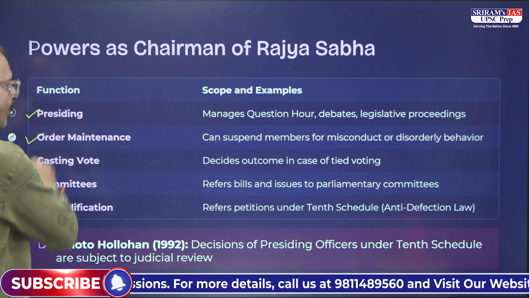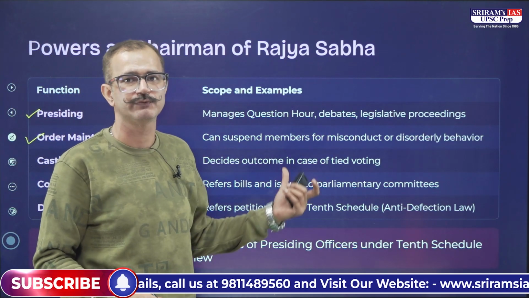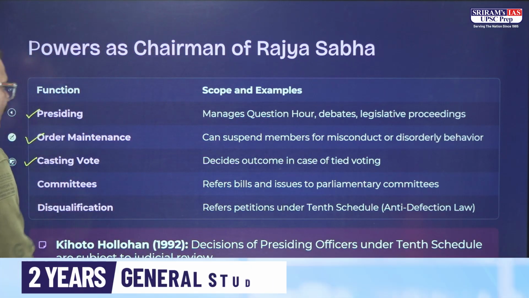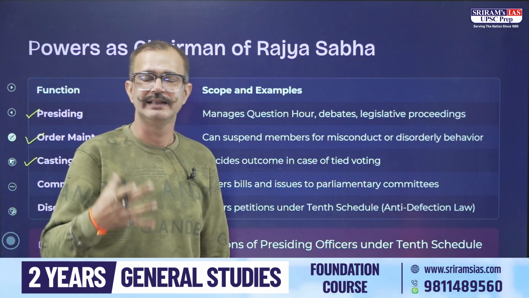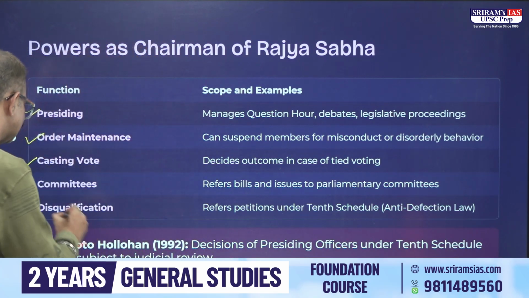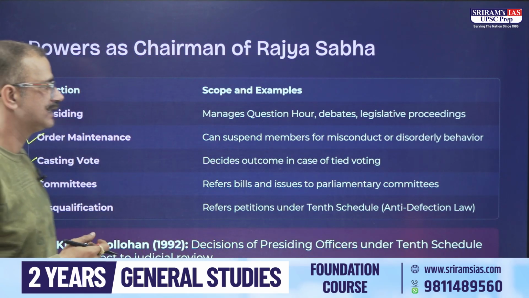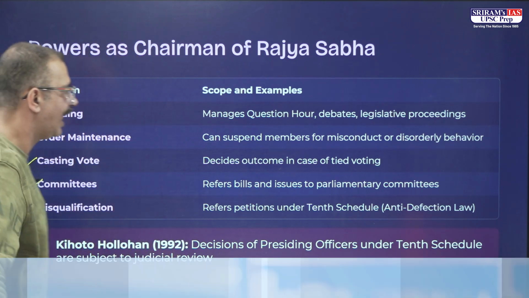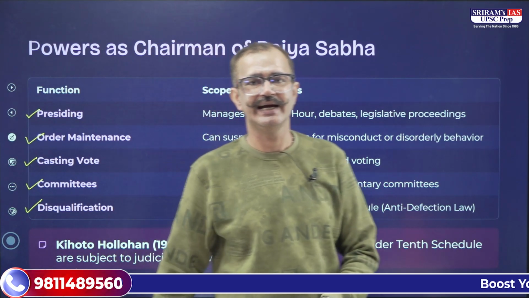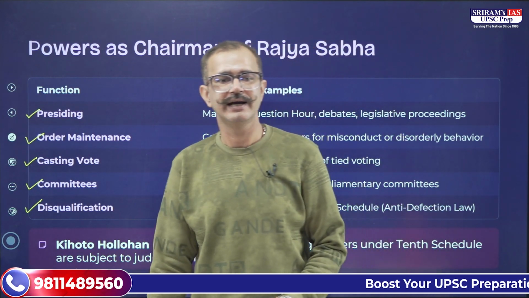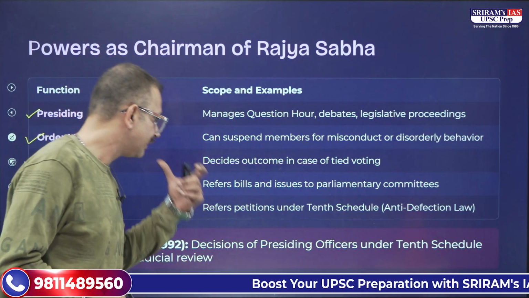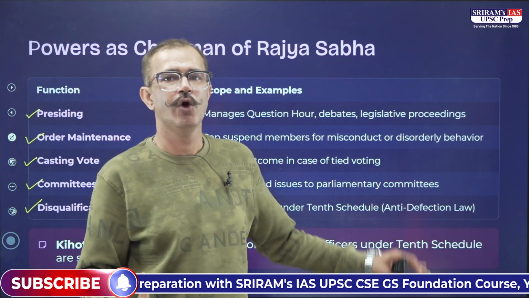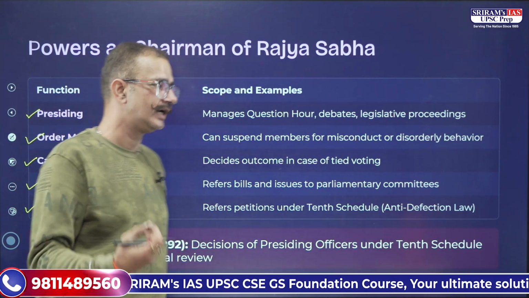Alright, he maintains the order and he can suspend the members for misconduct or disorderly behavior. Also, he has a casting vote in the event of a tie break, and at the same time, he also refers bills and issues to the parliamentary committees. He also has power under the 10th Schedule, the anti-defection law that we have studied, and he can disqualify a member on the basis of it.